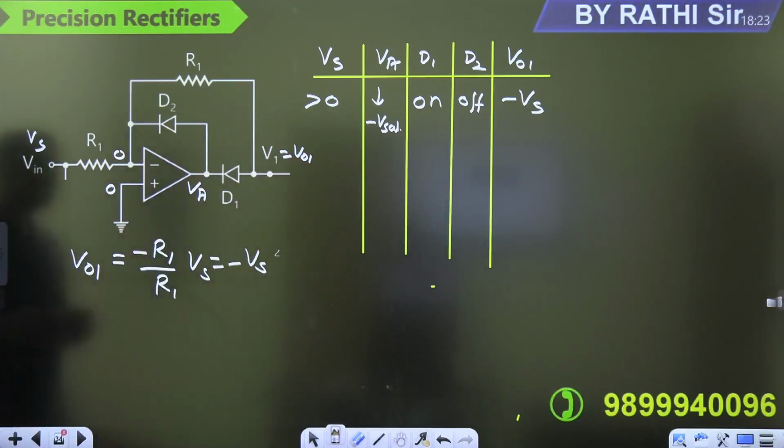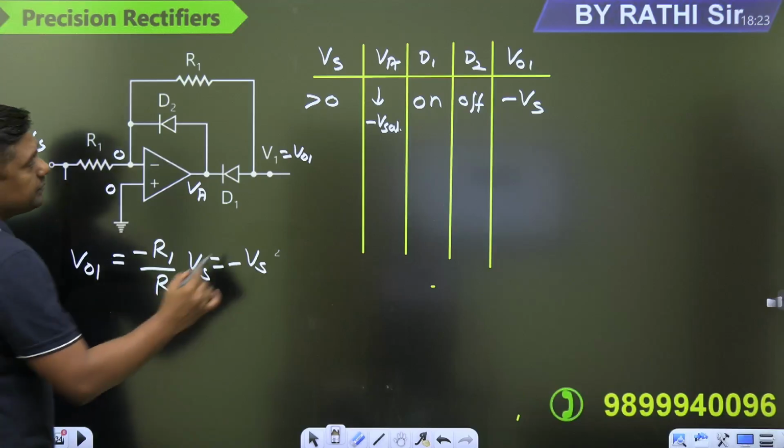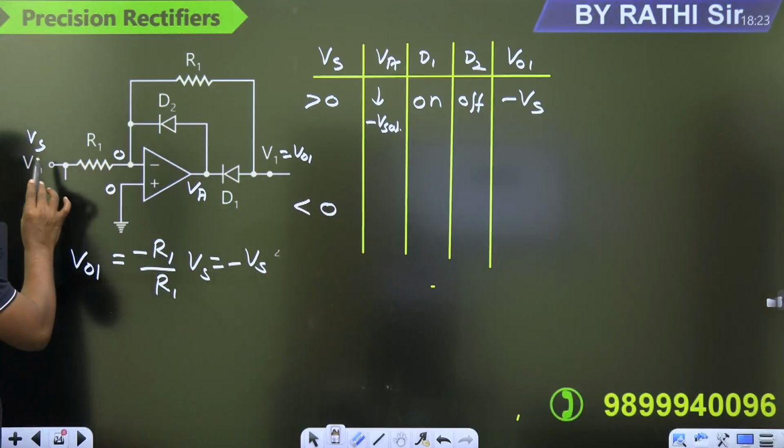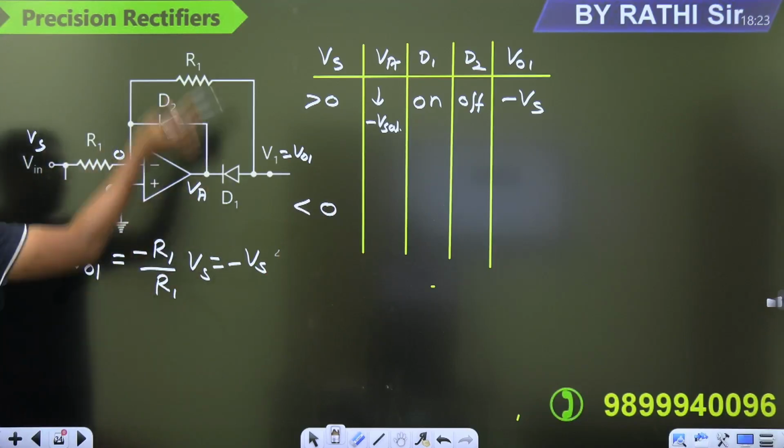Now during negative half, what will happen during negative half? Because of 180-degree phase shift, it is moving towards what? Plus Vsat.